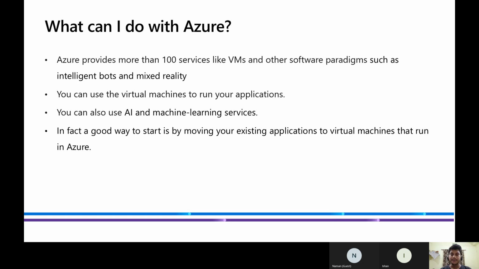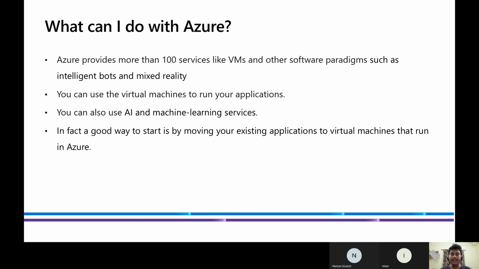What can I do with Azure? Azure provides more than 100 services like VMs and other software paradigms such as intelligent bots and mixed reality. You can use virtual machines to run your applications, right? So you can use a virtual machine if you have a company and you want your employees to work, because everything is online. You can use a virtual machine in that case.